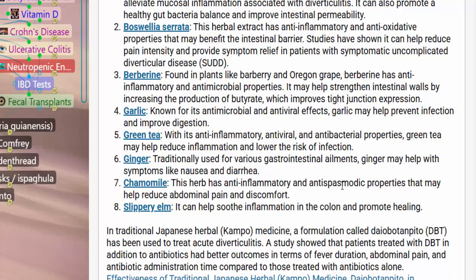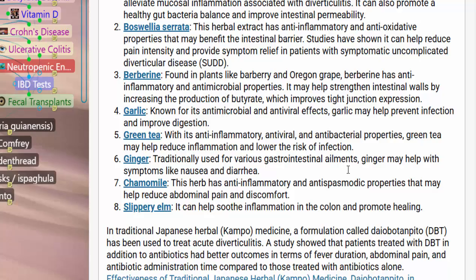Green tea, with its anti-inflammatory, antiviral, and antibacterial properties. Green tea can help reduce inflammation and lower the risk of infection. Ginger, traditionally used for various gastrointestinal ailments, it can help with symptoms like nausea and diarrhea. Quality chamomile.